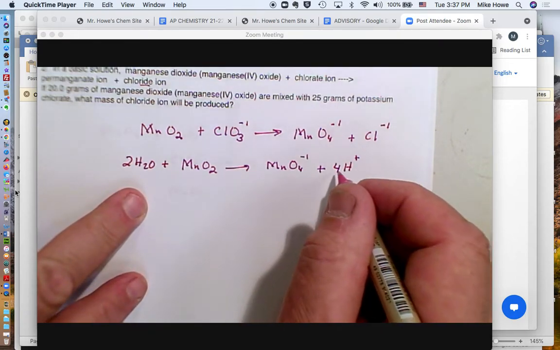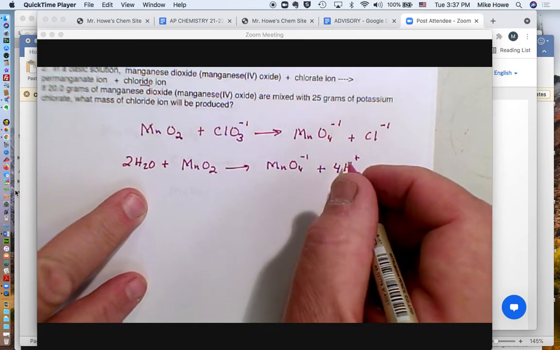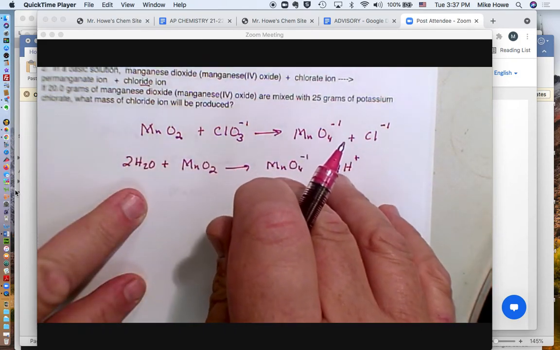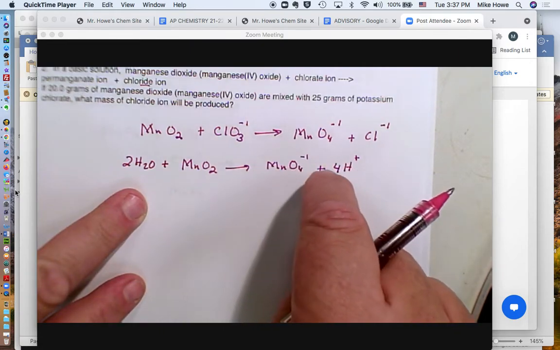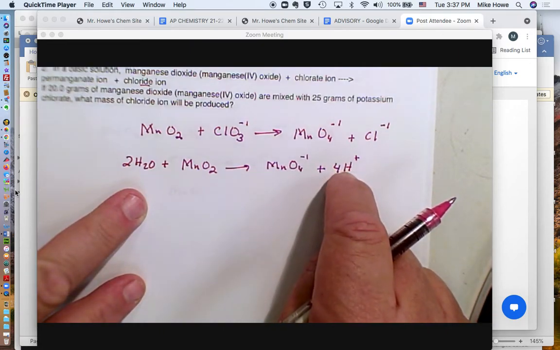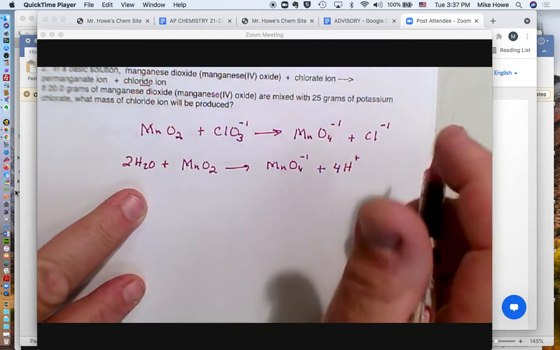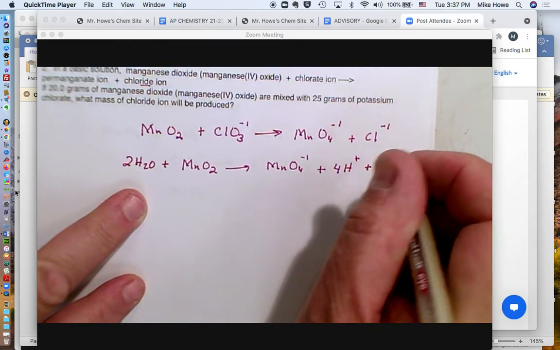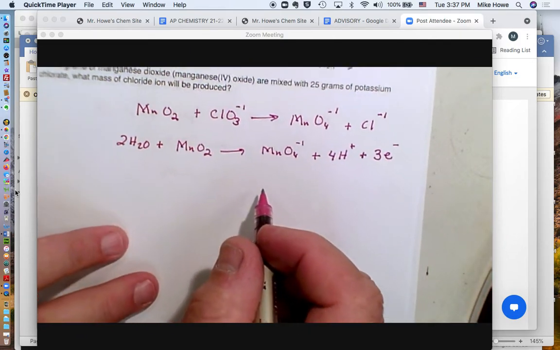I'm going to go ahead and balance charge while we're on this equation. So the total charge on this side is 0. The total charge on this side is 3. It's 3 because we have a +4, 4 times 1, plus a -1. So since that's +3 and I want the charge to equal on both sides, I have to add 3 electrons.